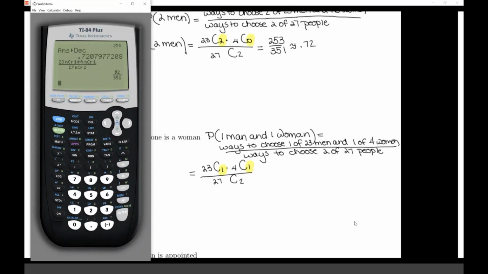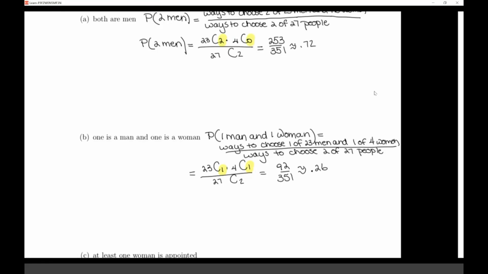This gives me 92 over 351, which you can see is smaller than what we had before. This is about 0.26, so a good bit less likely. Anybody got questions on A and B? Anybody got questions on either of those parts?